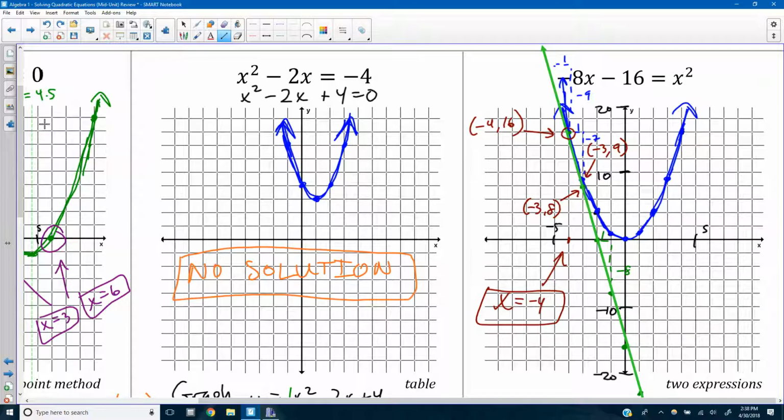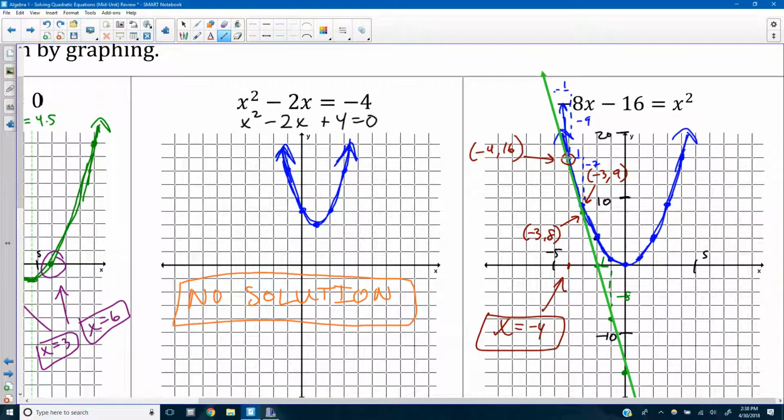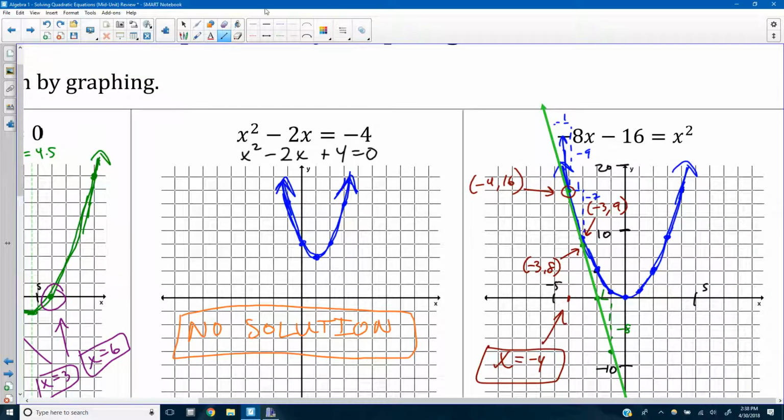But right here, this is where they cross. This is above it here. This is above it later. So this is the only time that they touch. Therefore, that's the only point of intersection. That's the best I can say. Outside of that, let's just prove it here.